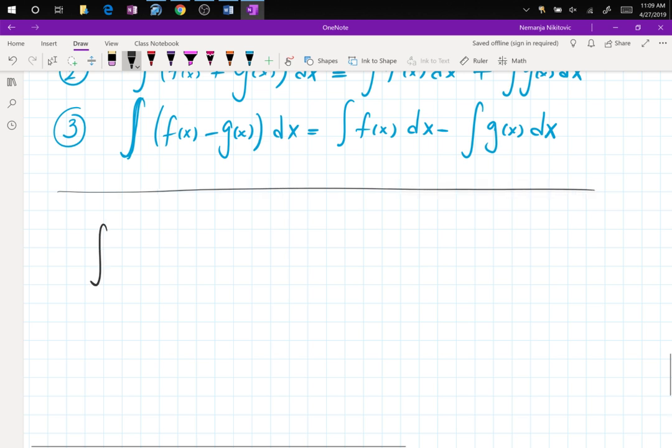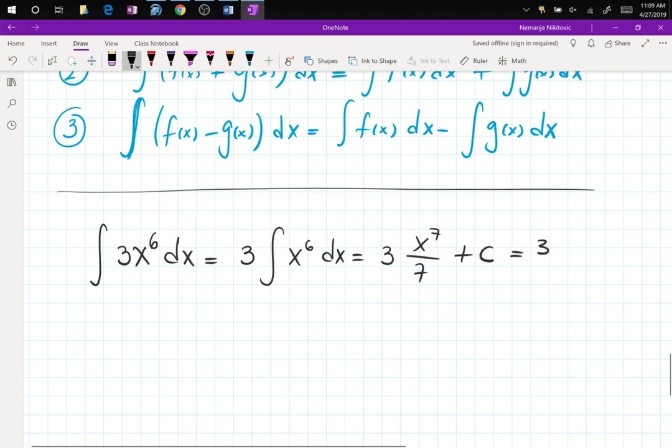So, integral of 3x to the 6 dx. We said we will use the rule to kick 3 outside and only focus on x to the 6. So 3x to the 7 over 7 plus c, which you can write as 3/7 x to the 7 plus c, whatever. It's all good.